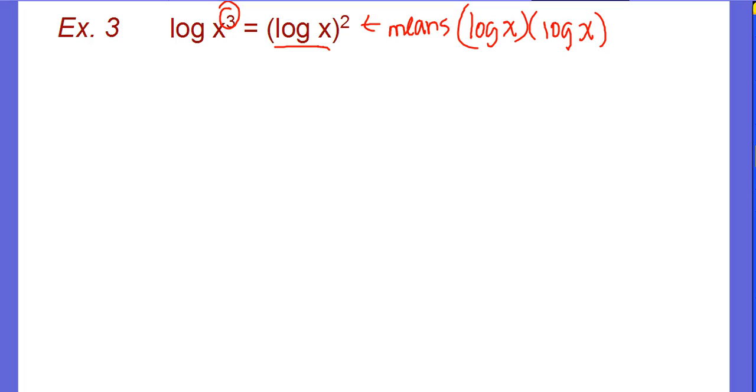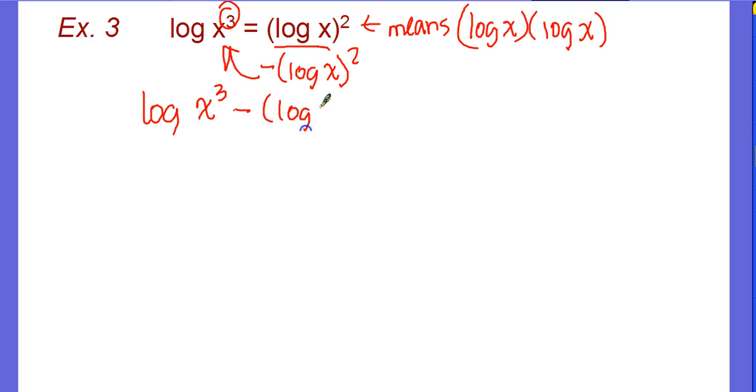That means that I can't go with my method where I have a log equals a log. It's going to have more than one solution, so I have to factor. So what I'm going to do is rearrange this equation and set it equal to 0 by subtracting this quantity and moving it to that side of the equation. So we have the log of x cubed minus the quantity log of x squared equals 0.